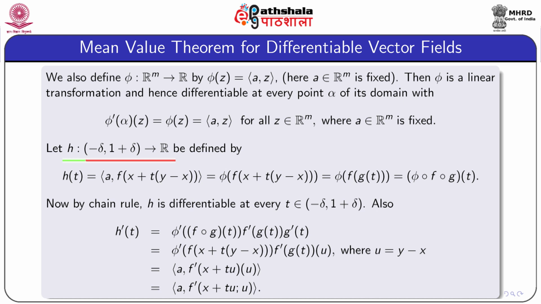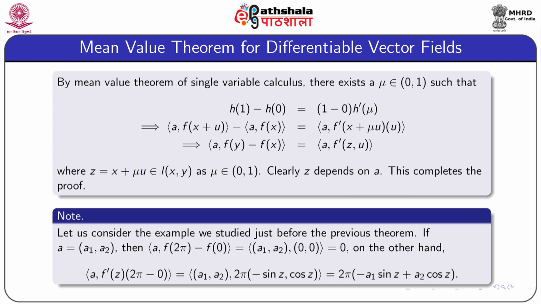We define another function h from the open interval minus delta to 1 plus delta to R by h(t) equal to inner product a with f of x plus t times (y minus x), that is phi operating on f of x plus t (y minus x), that is phi operating on f of g(t), that is phi compose f compose g operating on t. By chain rule, h is differentiable at every t belonging to the open interval minus delta to 1 plus delta. Also, we find h dash t equals phi dash (f compose g)(t), f dash g(t), g dash t, that is phi dash f of x plus t(y minus x), f dash g(t) u, where u is nothing but y minus x. So, this equals inner product a with f dash (x plus t u) u.